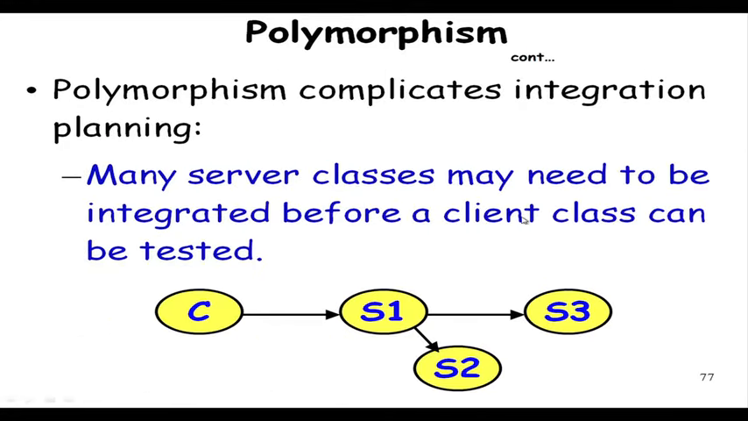Just look at this example, where the class C has a method which gets bound to a method of S1, S2 and S3. So, we have difficulty in integration testing, because unless we have S1, S2 and S3 tested and integrated, we cannot test C. So, the server classes which provide service to the class C, C being the client class, unless these have been tested and integrated, we cannot test C.